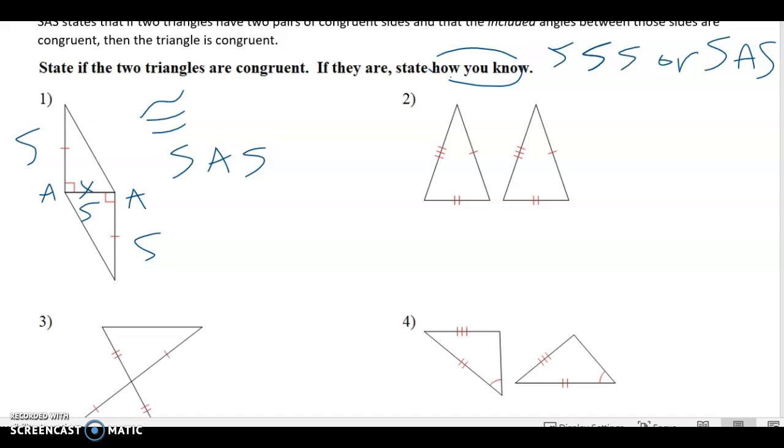In example 2, it's actually pretty straightforward. I've got a pair of sides with a single mark, a pair of sides with a double mark, and a pair of sides with a triple mark. Okay? So I've got 3 pairs of sides. This one is congruent by side-side-side.